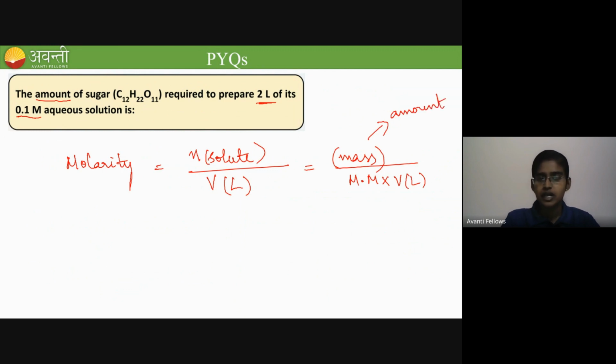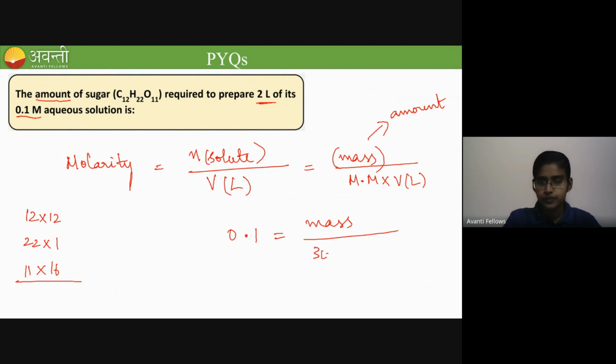So molarity is 0.1 and we have to find out the amount, that is the mass, and the molar mass of sugar. If you calculate, the atomic mass of carbon is 12, and 22 hydrogen is there, 22 into 1. And for oxygen, the atomic mass is 16, and 11 oxygen. If we calculate, we will get 342 gram per mole as the molar mass of this sugar.